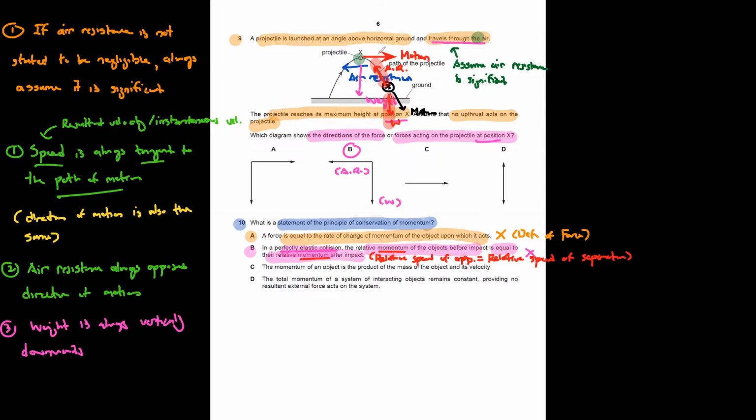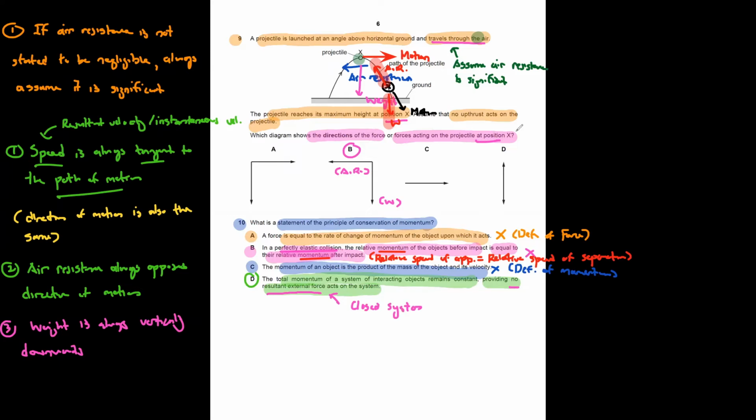And then for C, the momentum of an object is the product of mass of the object and its velocity. This one is not conservation of momentum, but rather it's the definition of momentum. All right, so that leaves you with only answer choice D as the correct one, where they tell you the total momentum of a system of interacting objects remains constant provided no resultant external force acts on the system. Okay, so when they say no resultant external force acts on the system, this is already implying to you that it's a closed system.